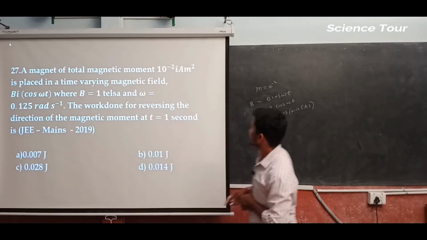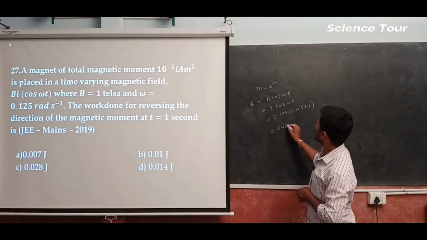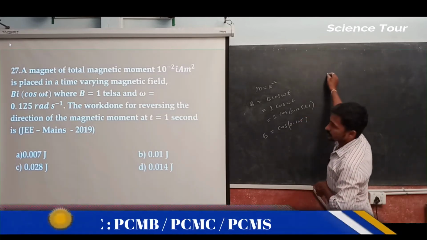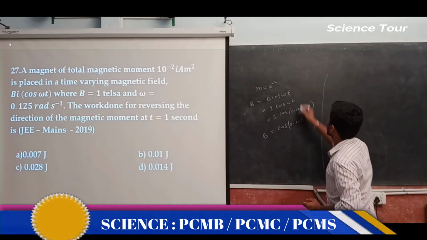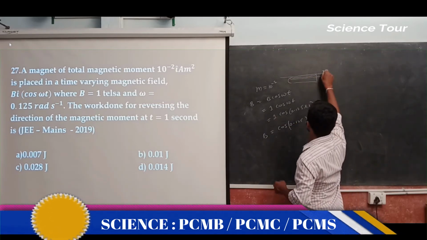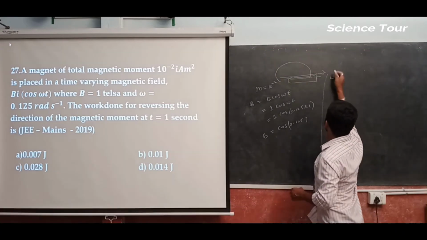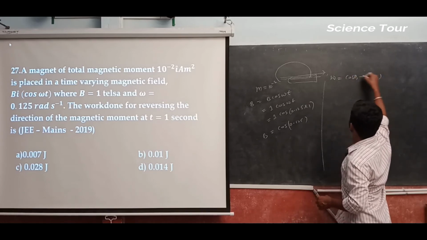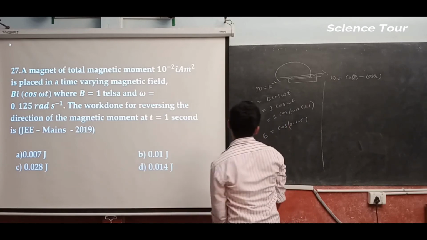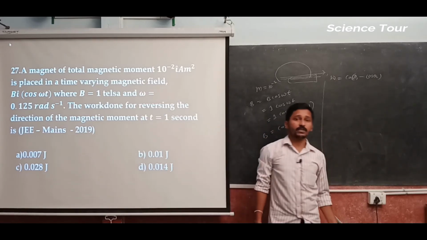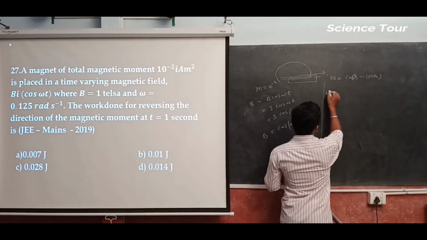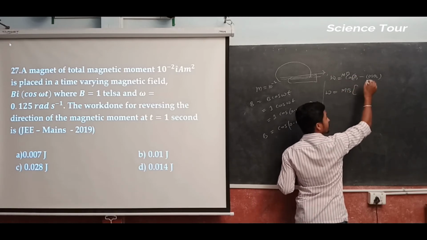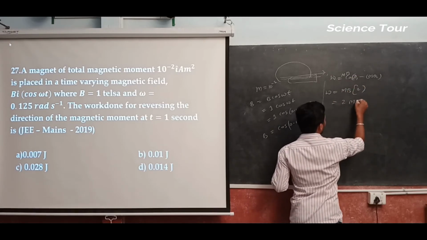Direction of the magnetic moment is reversed at 1 second, so the magnetic field becomes cos 0.125. What we have to find out is the work done in reversing the direction. Already the magnetic moment is in this direction and the magnetic field is in this direction, and you have to reverse it. So what is the work done? Work done is equal to MB times cos theta 1 minus cos theta 2. First theta was 0, next it is going to become 180. So cos 0 is 1, cos 180 is minus 1. So W is equal to MB into 1 minus of minus 1, plus, that is 2. So it is equal to 2 MB cos theta.